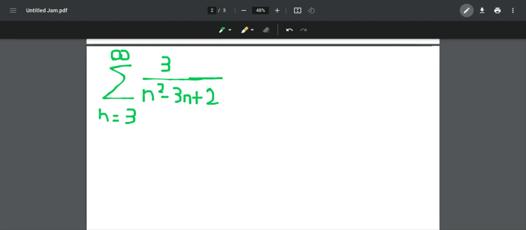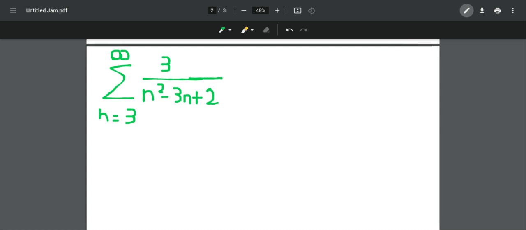So if you have this series as an example, we have a sum from 3 to infinity of 3 over n squared minus 3n plus 2. When we think about this series, we can't actually use any of the tests like the divergence test, the alternating series test because this is not alternating, the limit comparison test, or the direct comparison test. We can't use any of these. But think about it.